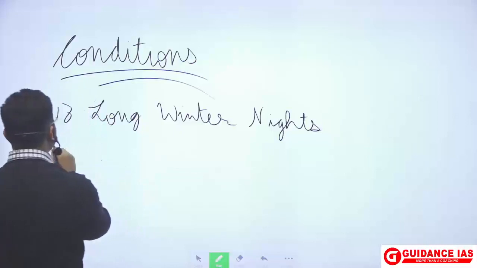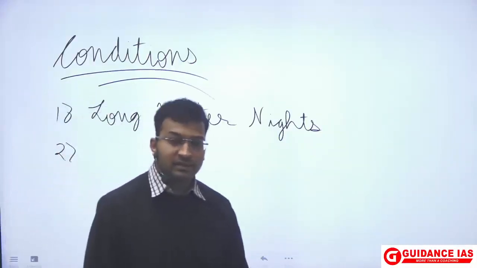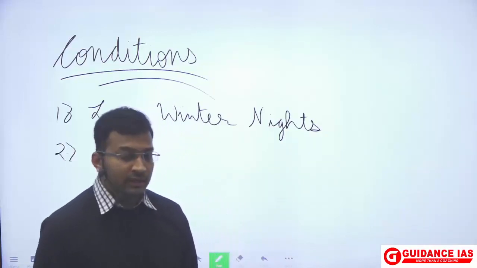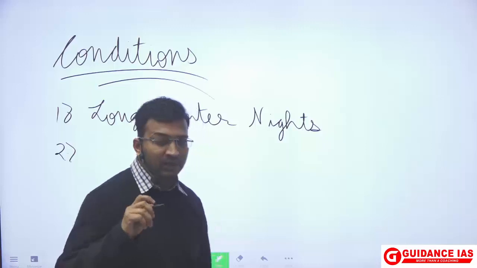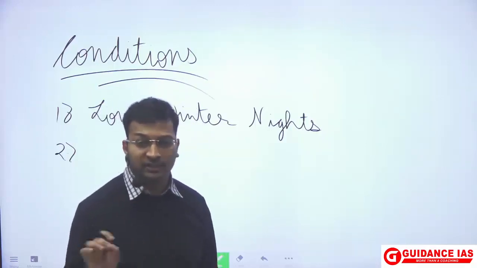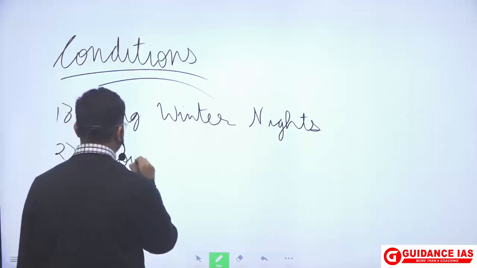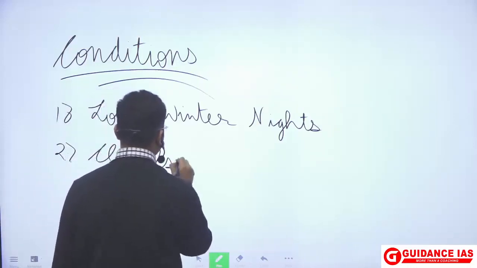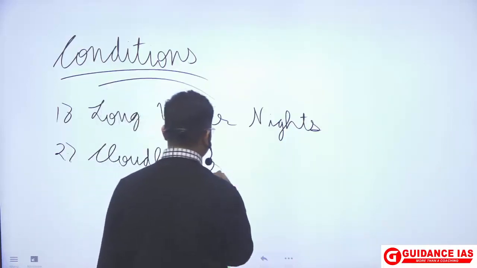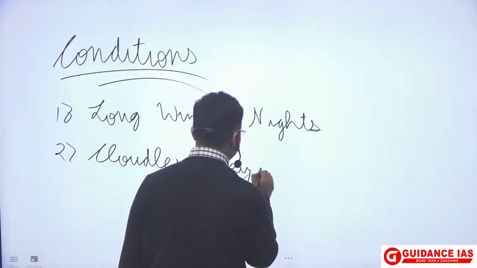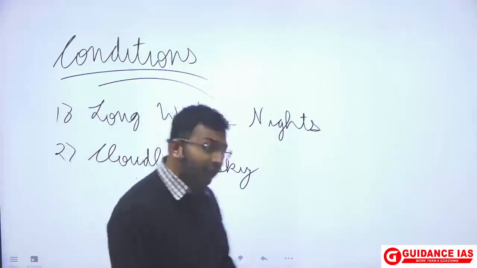The second condition is the cloudless sky, or the sky with higher clouds. Higher clouds are called cirrus clouds, which are very thin. Cloudless sky. Now let's understand with the help of a diagram.